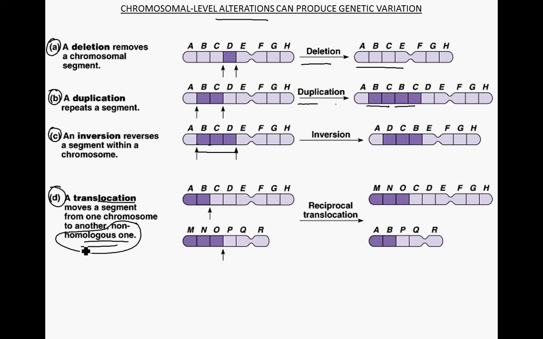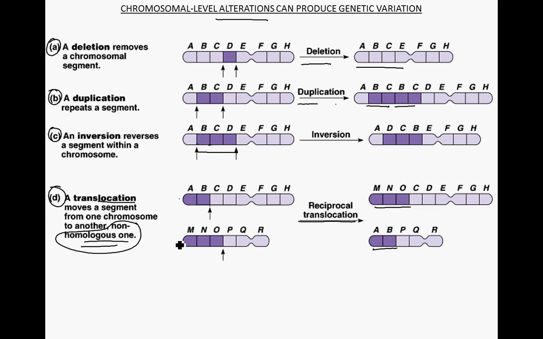And so here's a longer chromosome, here's a shorter chromosome, and we get this reciprocal translocation, meaning that this AB segment and this MNO are going to be switched. So now on this longer chromosome you have MNO and you have AB where you didn't down here. So you're generating recombinant chromosomes there, but not homologously.